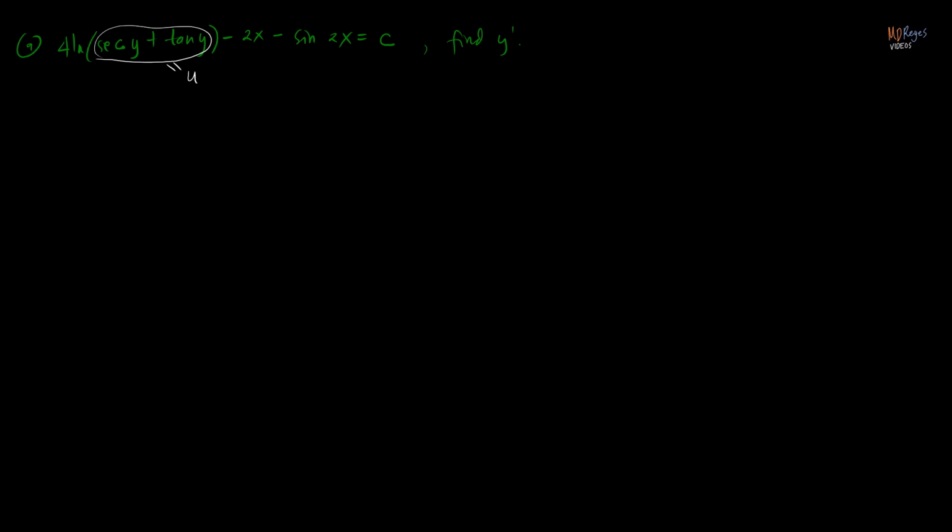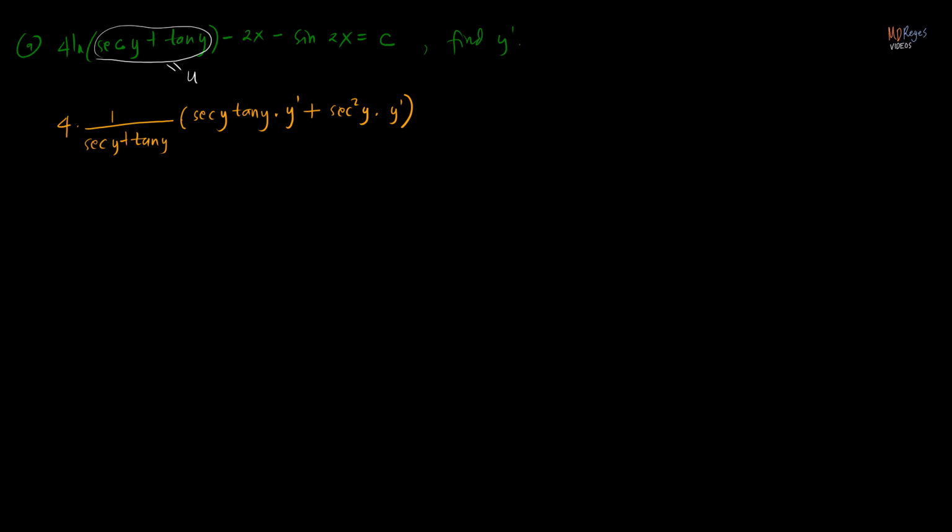So the derivative is 4 times the derivative of ln of u. So it's in the form 1 over u, secant of y plus tangent of y, times du. And that is the derivative of secant of y plus tangent of y. So secant of y, derivative of that is secant of y tangent of y times y prime, which is the derivative of the angle, plus the derivative of tangent of y, which is secant squared of y times y prime.